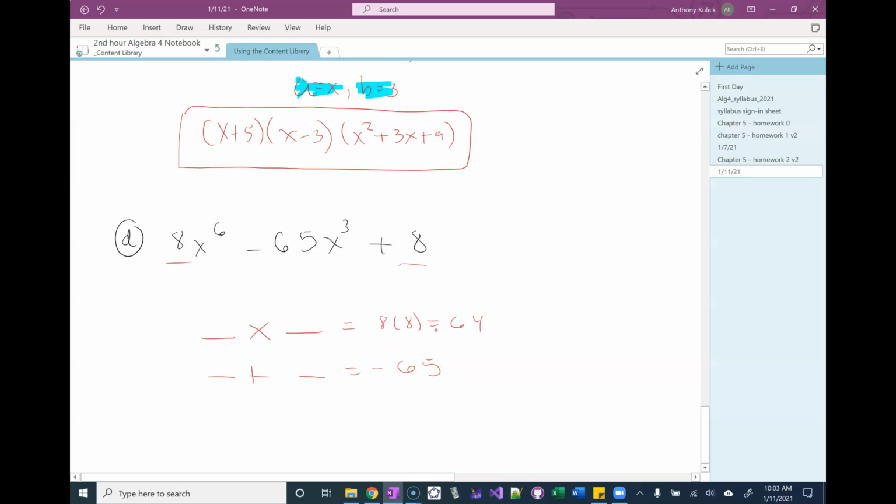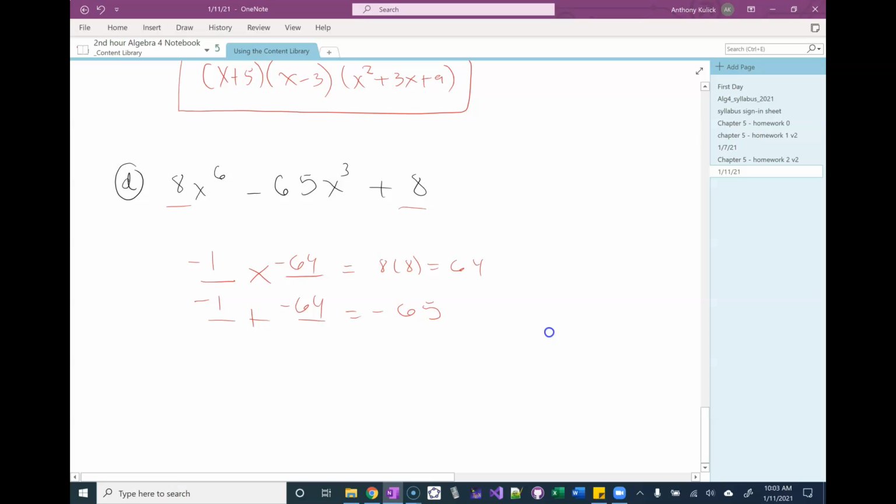Does anybody see the 2 numbers that do that? Should be easy to see them. Maybe it's too easy. 64 and 1, right? But it needs to be negative 65, so negative 1 and negative 64. Everybody agree with that? Good job, Gabby.